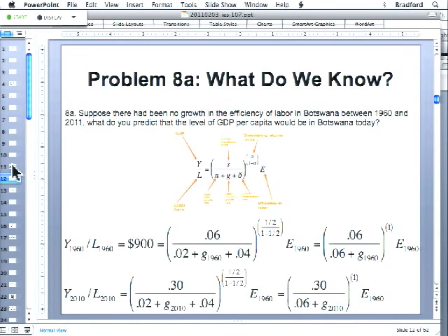Here we're asking about GDP per capita in this particular problem. So that's what we're focusing on. And the growth rate of GDP per capita is indeed going to be the 2% per year. That's the growth rate of the efficiency of labor.